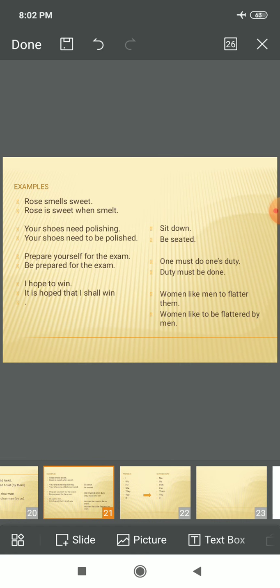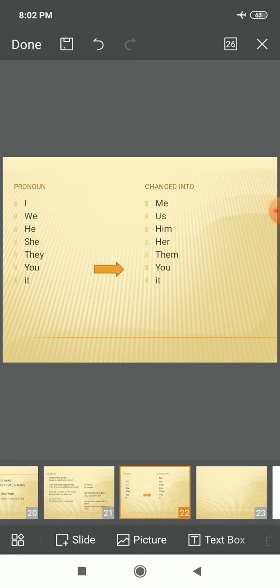So in the next slide, in the final slide, children, I have tried to jot down some very simple things, some of you may say very silly things in fact, like what pronouns are changed into what. When I is there, it is changed into me. We is changed into us. He into him, she into her, they into them. You will remain you, and it will remain it.